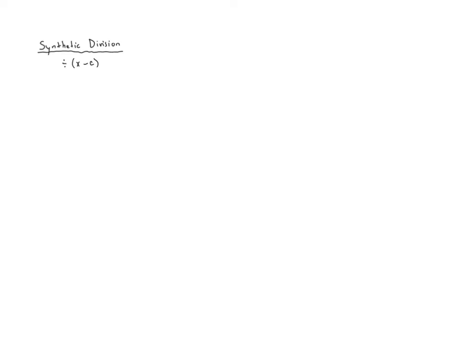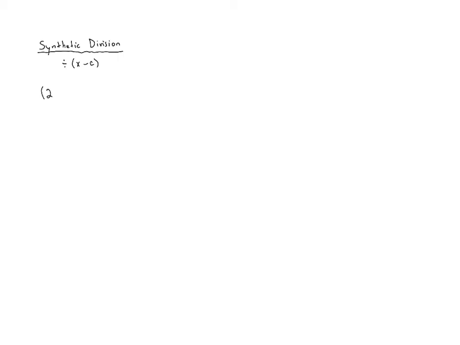It doesn't work if we're dividing by something that's a trinomial or something that has degree larger than 1. It's always got to be x minus a number or x plus a number, because x plus a number is the same as x minus a negative number. So let's look at an example, and I'll show you exactly how this works.